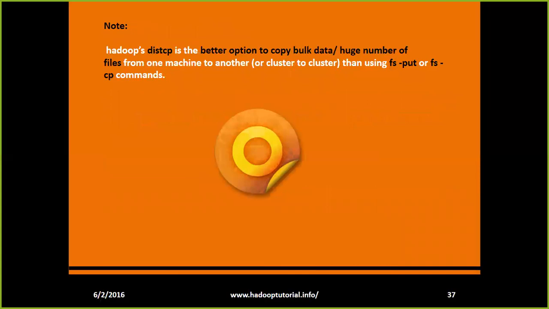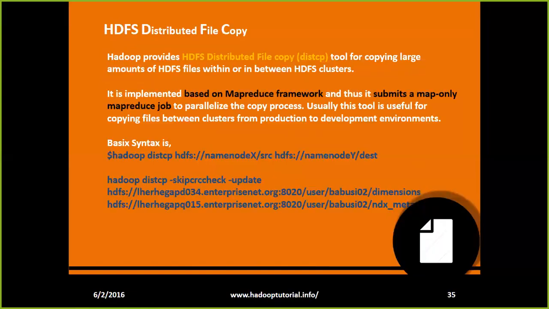So Hadoop's Distcp is a better option to copy bulk data, a huge number of files from one machine to another, or cluster to cluster, than using fs -put or fs -cp commands. The thing is, this Distcp can be used within the cluster also. If you give the same host name here, and give another directory, you can copy from one directory to another directory within the same cluster also.